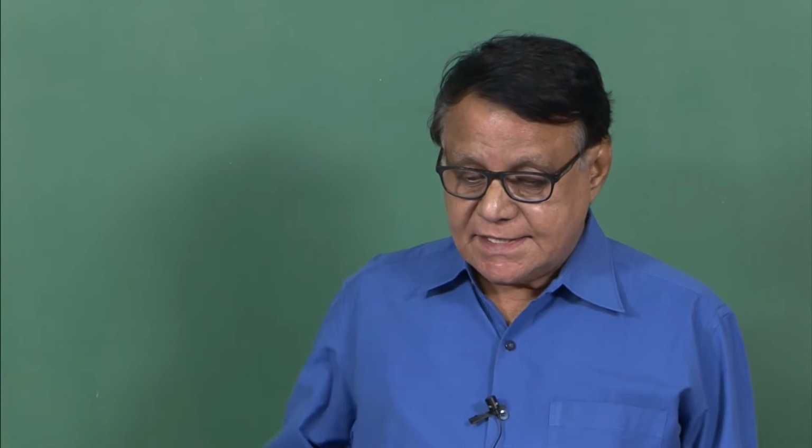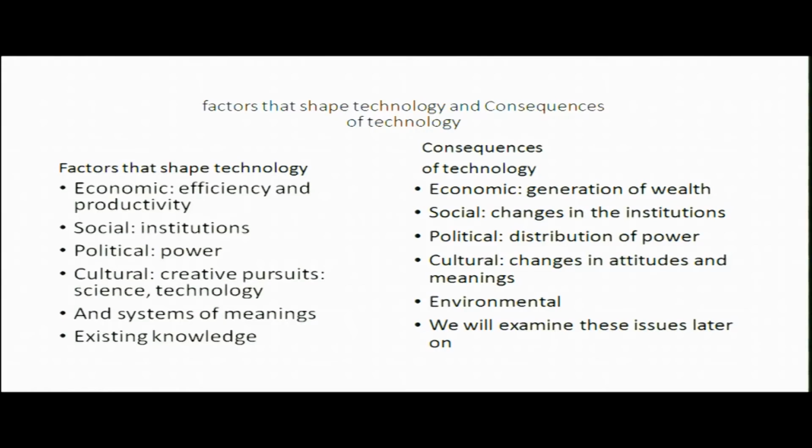For example, converting a manually operated boat by using a diesel engine is an example of using existing knowledge to improve the artifacts. The consequences of technology are also economic, social, political, cultural, and of course environmental.